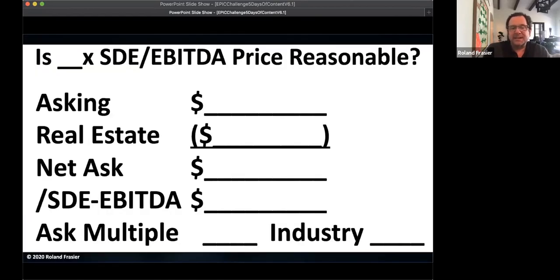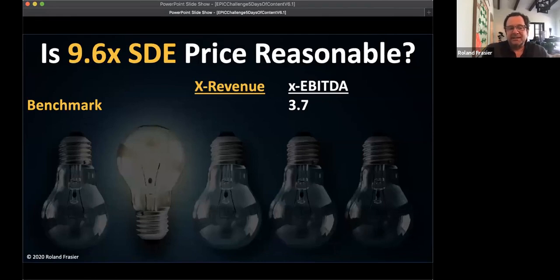So then we say, is the asking price reasonable? And here's the analysis that we do. We say, okay, is a 9.6 SDE multiple reasonable? Well, our benchmark across all industries, we know as a multiple of EBITDA is 3.7 for professionally managed companies. The asking price here as a multiple of revenue is 0.53.